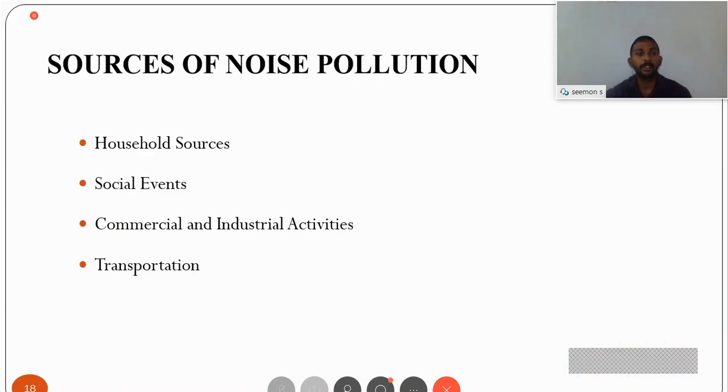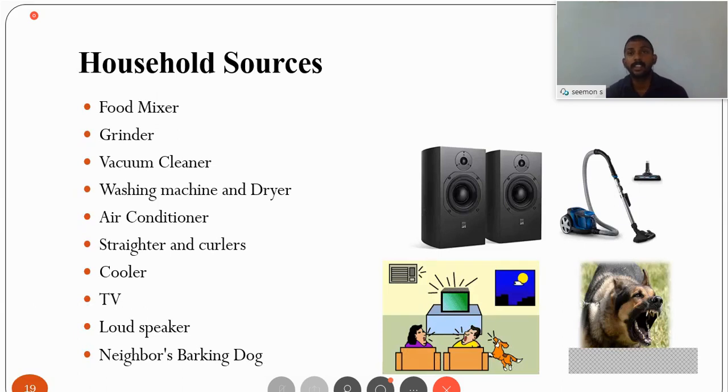Next we can move to the sources of noise pollution. That includes household sources, social events, commercial and industrial activities, and transportation. So household activities, that is, in the house itself, the sounds come from the food mixer, grinder, vacuum cleaner, washing machine and dryer, or cooler, TV, loudspeaker, or even a dog barking from a neighbor's house. That all comes under household sources.